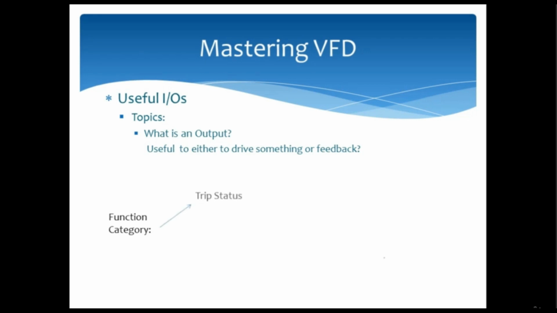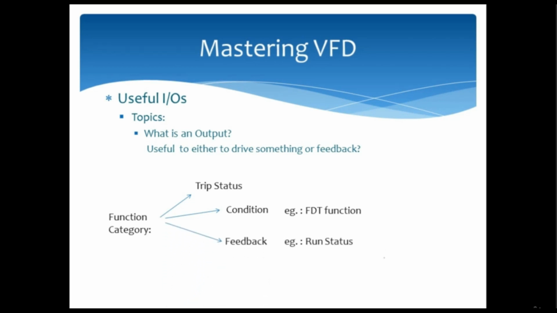So if we categorize these functions, we can say that there are four main categories. Output will be on when trip is triggered or certain condition is true, like detection of frequency level, or as a feedback, like knowing whether the motor is running or it's stopped. Or lastly, it can be used to drive something, like electromechanical brake need to be open, so we can use the relay output.